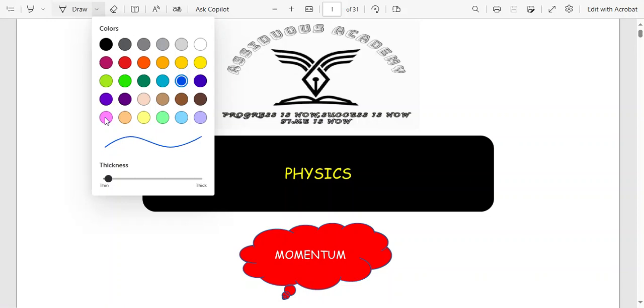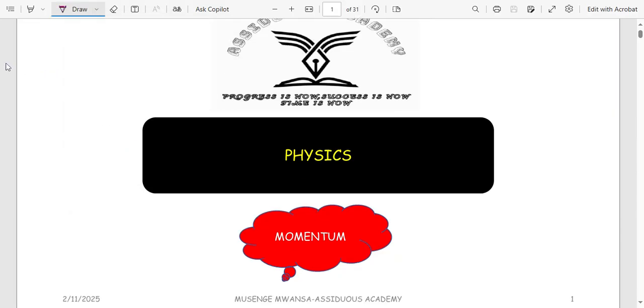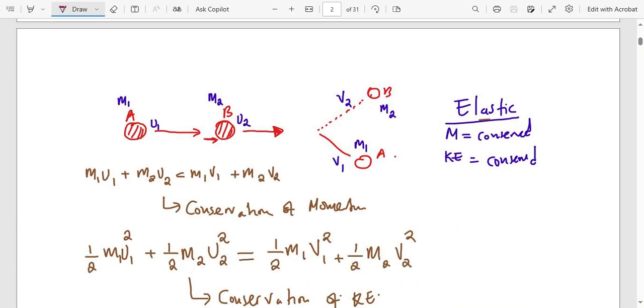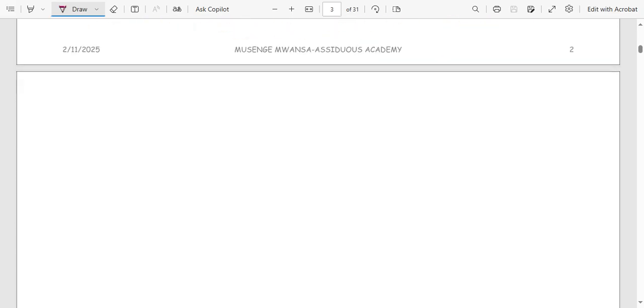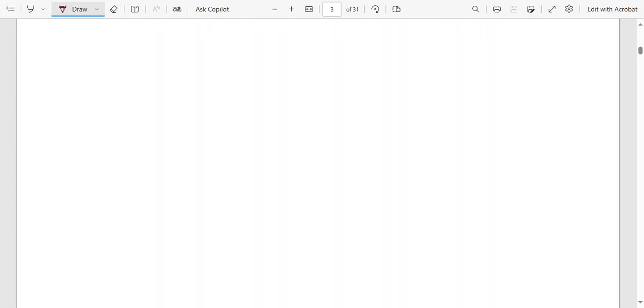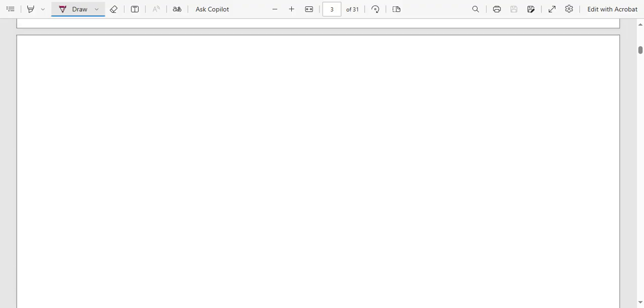We need to know what momentum is. We define momentum as a product of mass and velocity. Okay, so momentum is simply mass times velocity. Now look at this, the symbol for momentum.